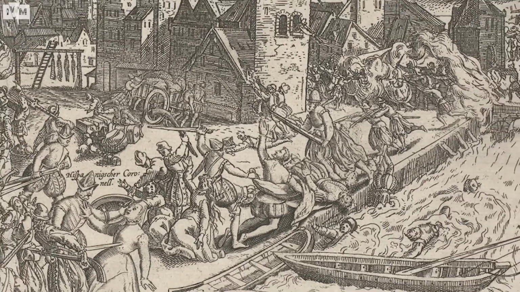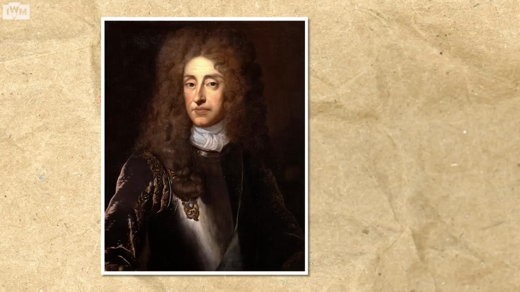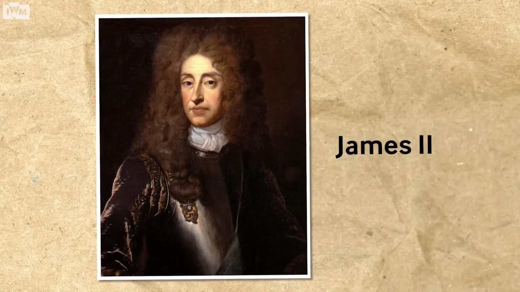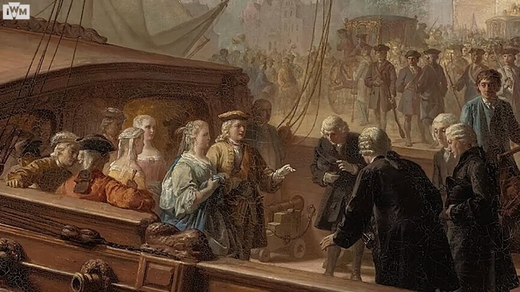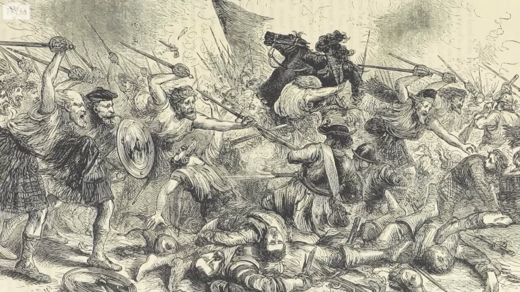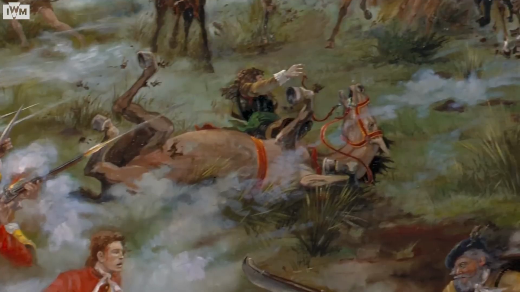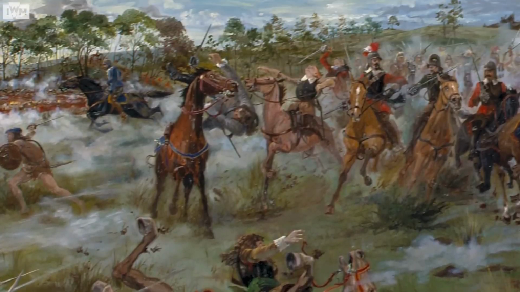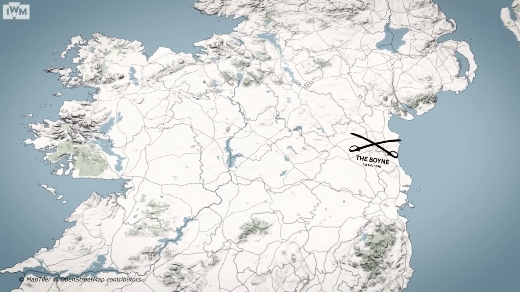Over the next century, Europe was engulfed in religious wars. James II, the Catholic King of England, Scotland and Ireland, was overthrown by Protestant William of Orange in 1688. A few years later, James's supporters, the Jacobites, attempted to restore James to the throne. Supported by French forces, the Irish Jacobites fought the Williamites in Ireland. The fighting culminated in 2 major battles, the Battle of the Boyne and the Battle of Aughrim.